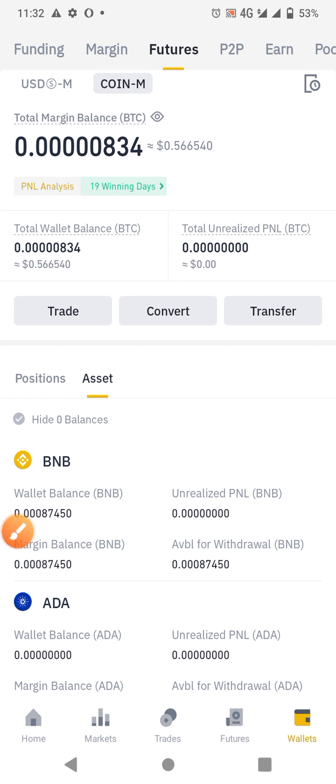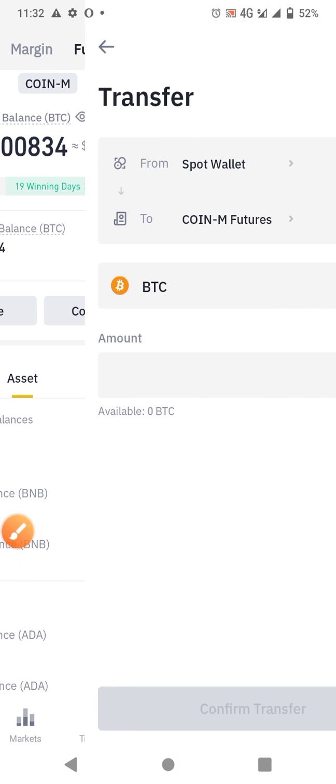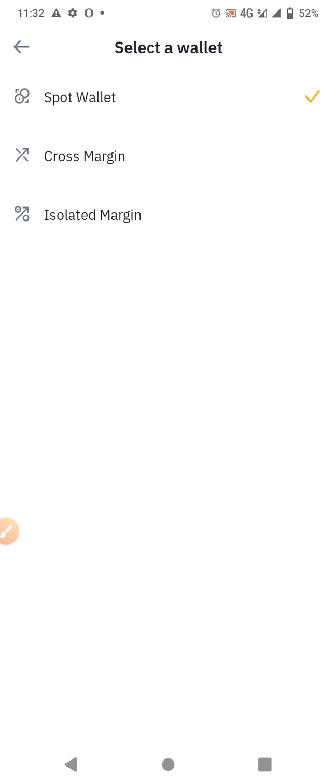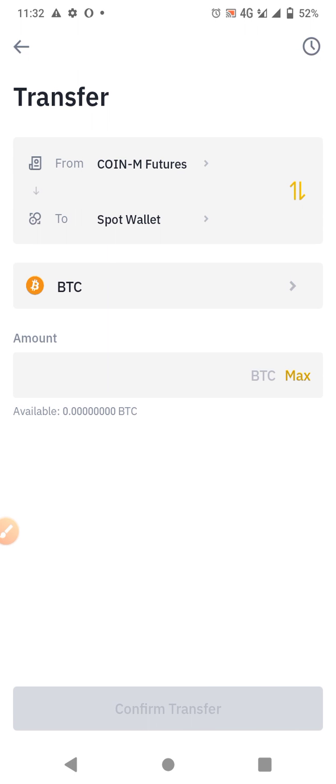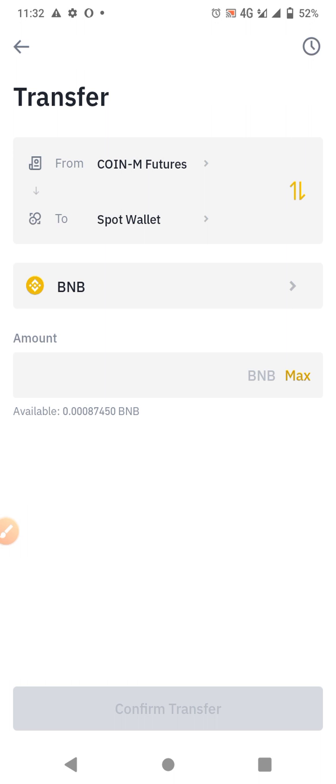So I'll continue. Now, I can also transfer back to my spot. Probably my trade has already succeeded, or I don't want to trade again. I'll just click on transfer. You can see, from my coin-M futures to my spot wallet. I'll click on my BNB. You can see I can transfer back what I just transferred. But since we are going to trade, let me go back.